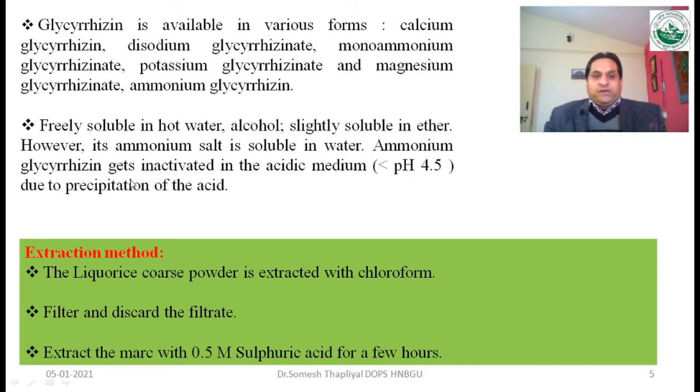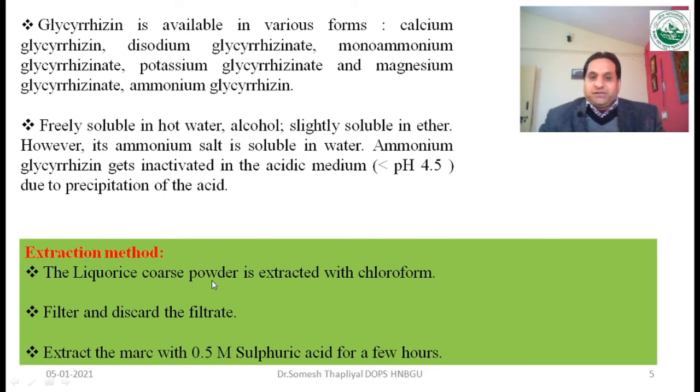And this ammonium glycyrrhizin gets inactivated in the acidic medium because of the precipitation of the acid, and the pH should be less than 4.5. So at those conditions, this ammonium glycyrrhizin becomes inactive because there will be precipitation of the acid. Now next is the extraction, or we can say the isolation method of this glycyrrhetinic acid.